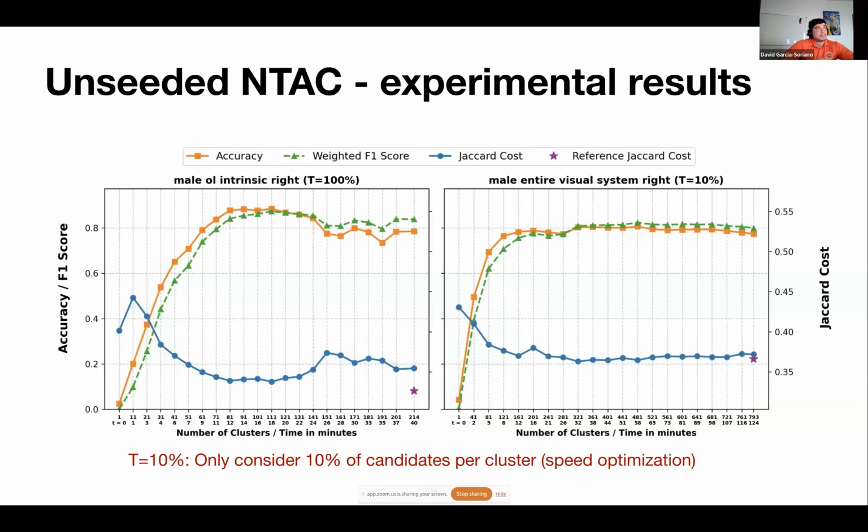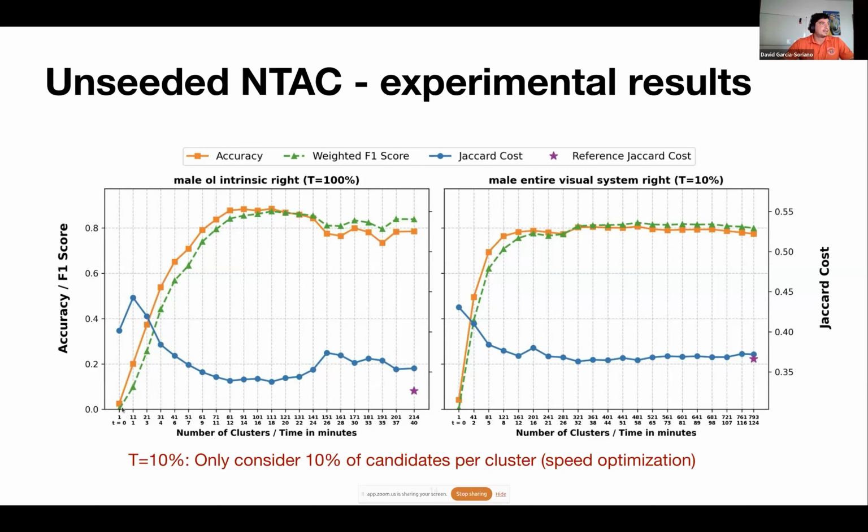What do we get from our algorithm? So we depicted here the experiments for the main visual system and the old intrinsic systems. And what we can see here is that we can reach accuracy above 80%, totally unseeded. Let me just say, okay, here this one is a sped-up version of the algorithm that doesn't consider all possible seeds, but this is for efficiency purposes. If we run the whole algorithm, we get the same result, it's just slower.